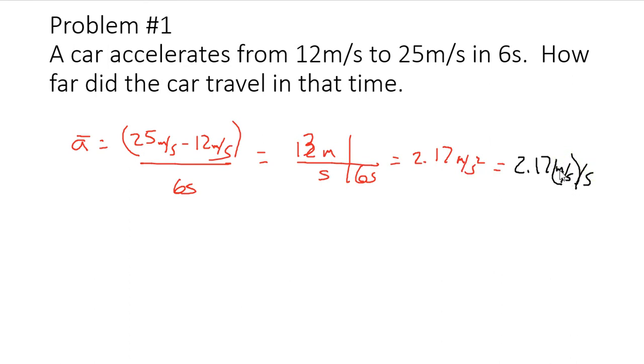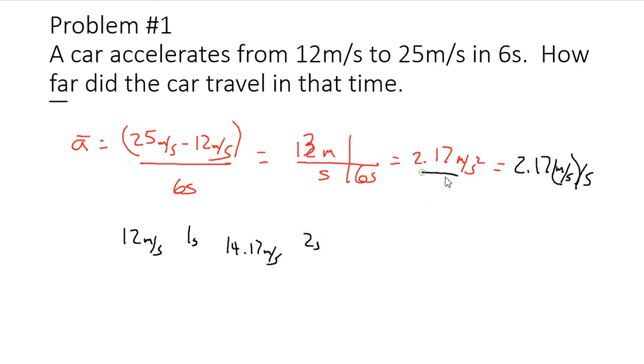Acceleration is the rate of change in velocity. So how much is the velocity going to change? It's going to change by 2.17 meters per second every single second. So I am not answering this question yet. I'm just talking about this. So my initial velocity was 12 meters per second. 1 second later, it changes by 2.17. So what is it? It is 14.17 meters per second.